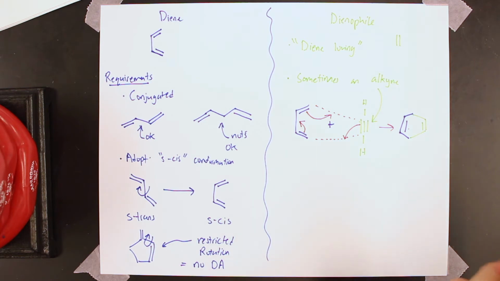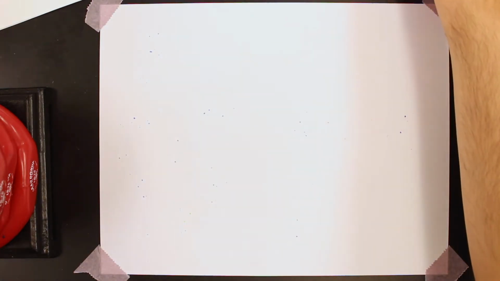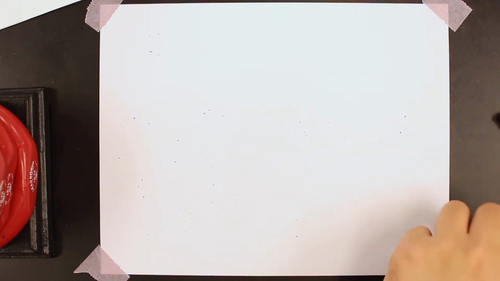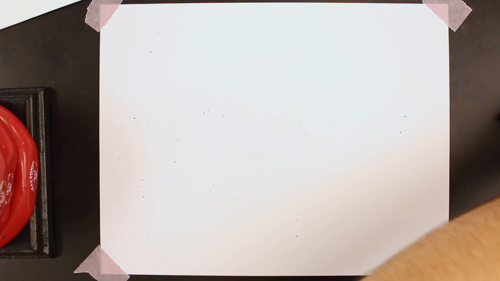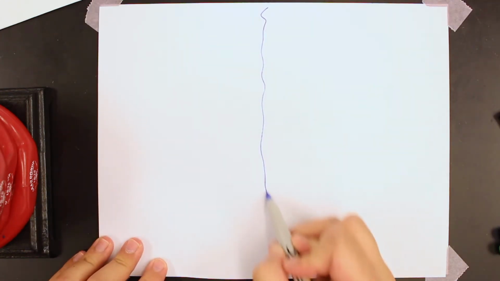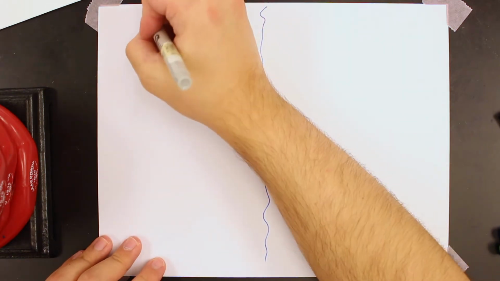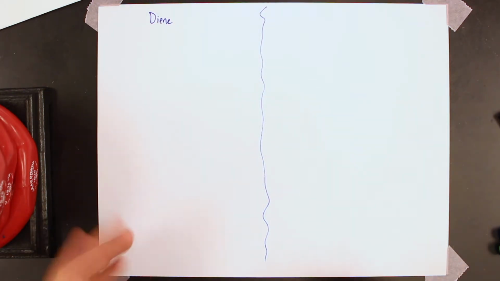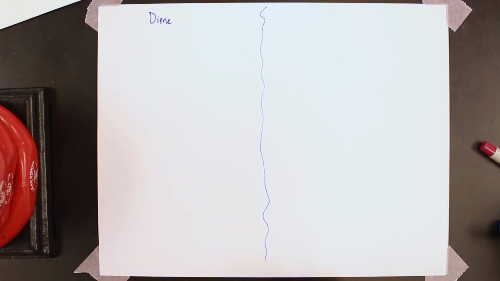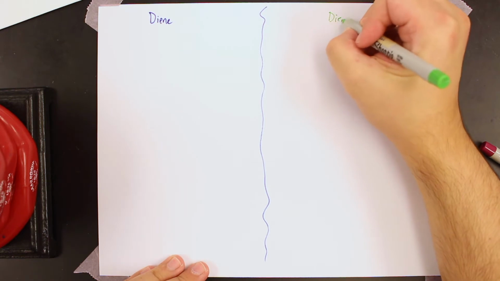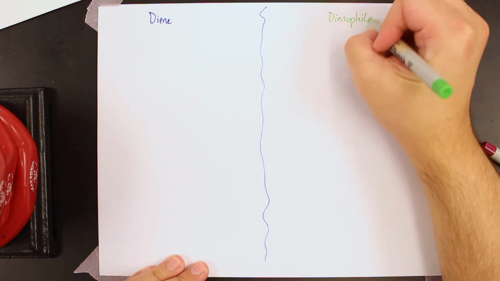Okay. Let's talk a little more in detail about the structures of the diene and the dienophile. So once again, we can divide our paper. Let's get a new sheet of paper here. We can divide our paper in half. If we talk about the diene once more, sometimes these molecules benefit from having certain kinds of groups on them. So we'll write dienophile again. So we're going to be comparing and contrasting them.